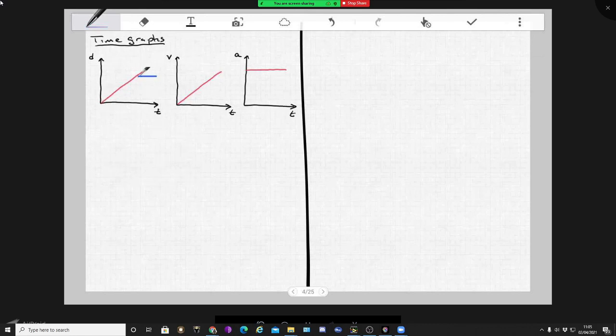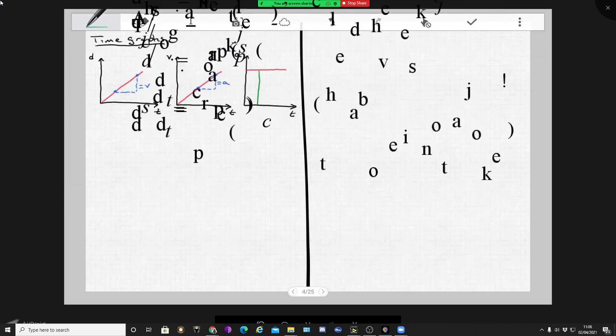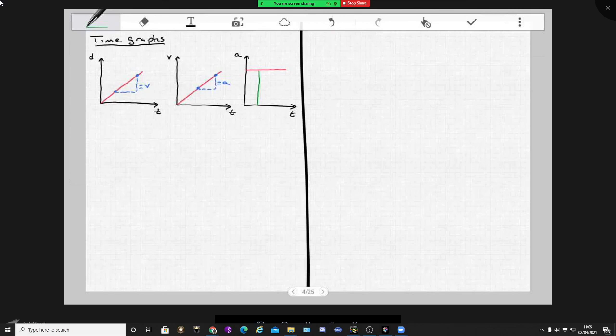Basically, if you work out the gradient of a distance time graph, then what you've done is you've worked out the speed. If you work out the gradient of a speed or a velocity time graph, you've worked out the acceleration. So if you go from kind of here across to here, what you're doing is you're working out the gradient. The gradient of an acceleration time graph doesn't really tell us anything. It does have a name. It's called a jerk, but not relevant. So we don't talk about the gradient of an acceleration time graph.